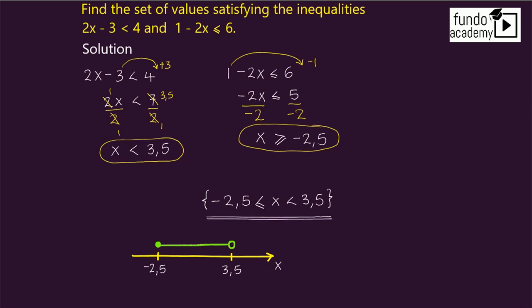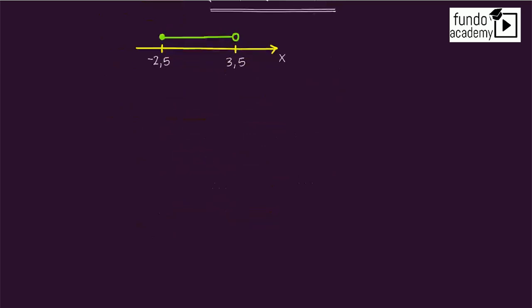So you can see here that it's a simple thing to solve simultaneous inequalities, to find a single set of values satisfying both inequalities. And I have example 2 for us so that we can solve it.